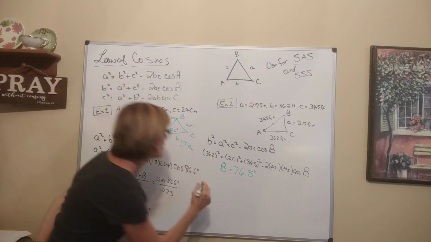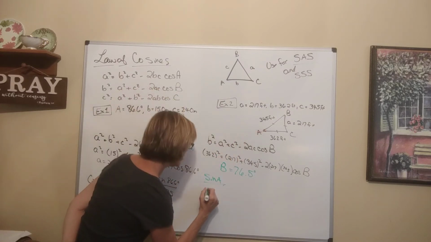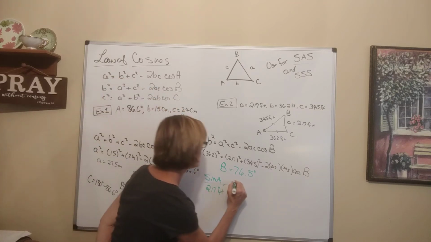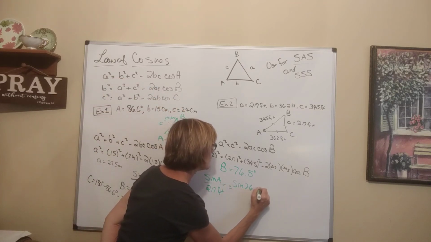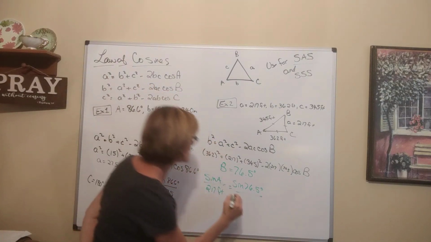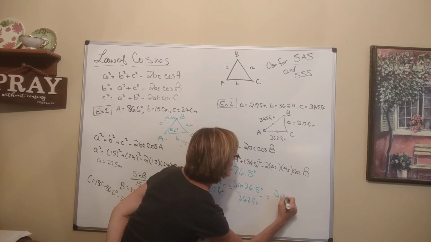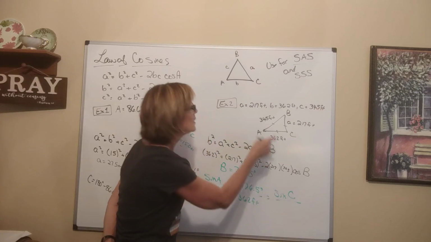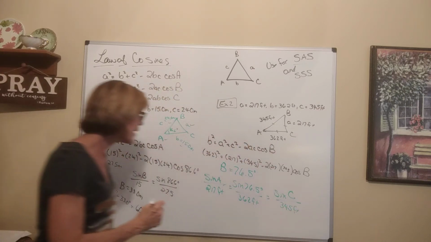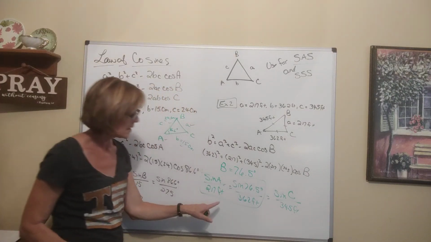What do I have to find? I have to find angle A. So I'll say that the sine of angle A over little a, 217 feet, is equal to the sine of 76.5 divided by b, which is 362, is equal to the sine of C, which I don't know, divided by 345 feet. Okay, so now, first I'm going to look at this. I just wrote all that down for convenience. First I'm going to use this.